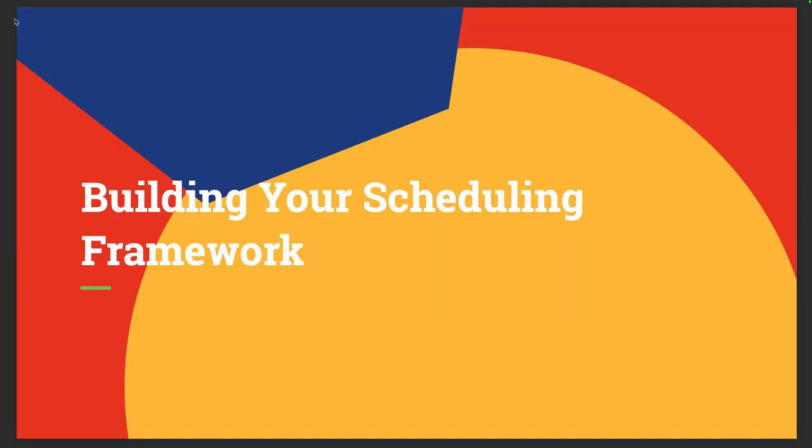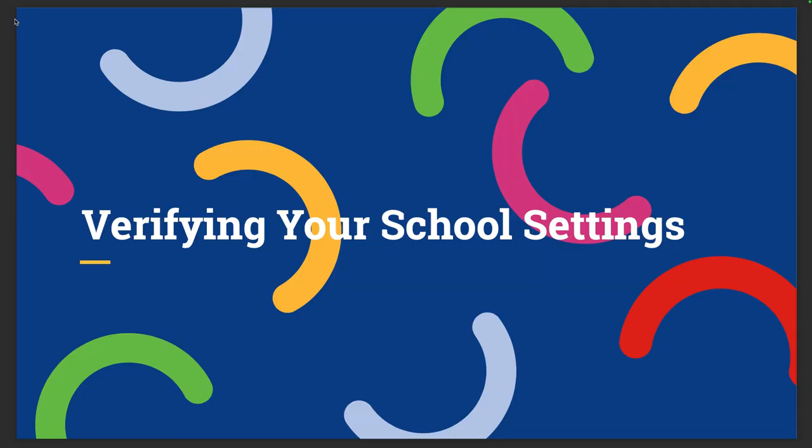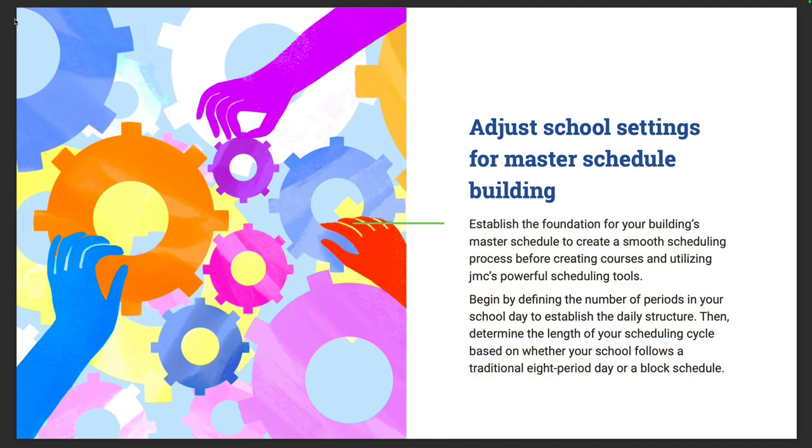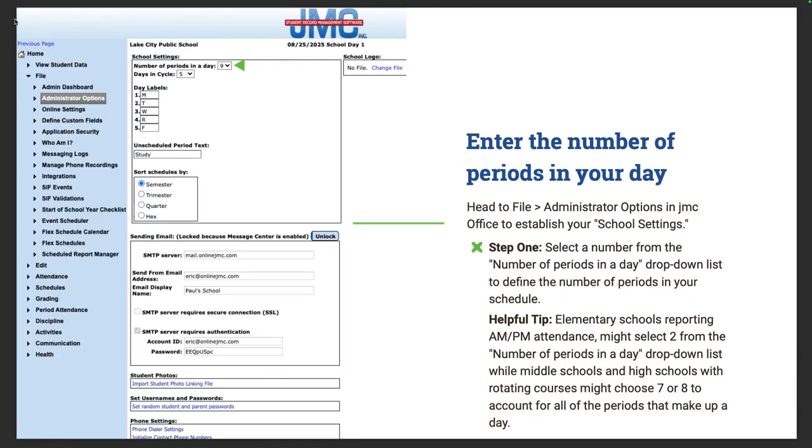So we'll start with building your scheduling framework. Verifying your school settings. Establish the foundation for your building's master schedule to create a smooth scheduling process before creating courses and utilizing JMC's powerful scheduling tools. Begin by defining the number of periods in your school day to establish the daily structure, then determine the length of your scheduling cycle based on whether your school follows a traditional 8-period day or a block schedule. Head to File, Administrator Options in JMC Office to establish your school settings.